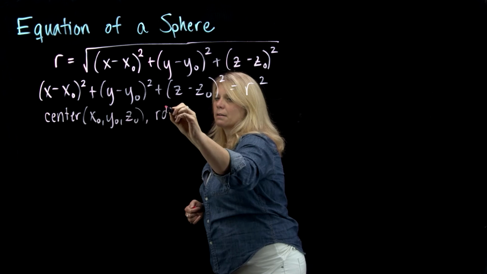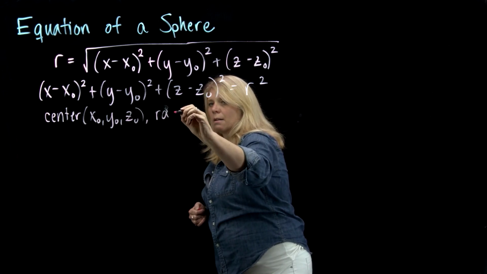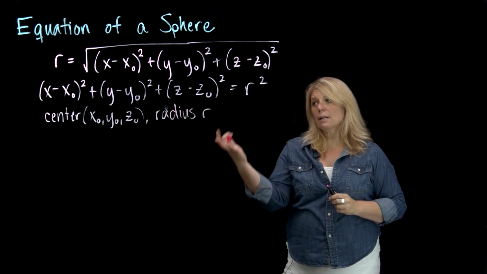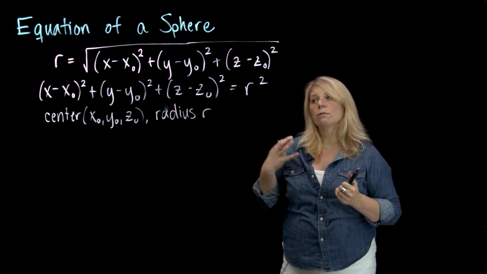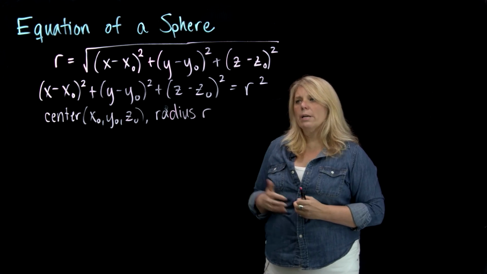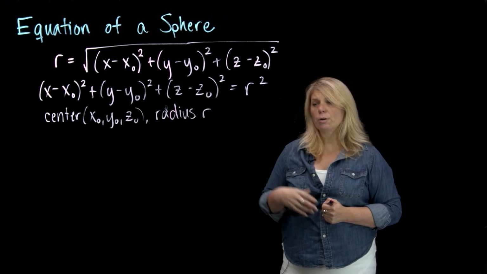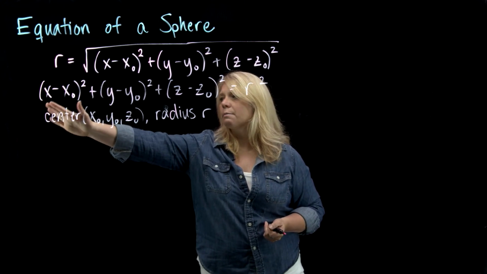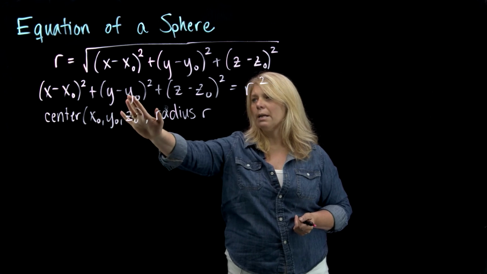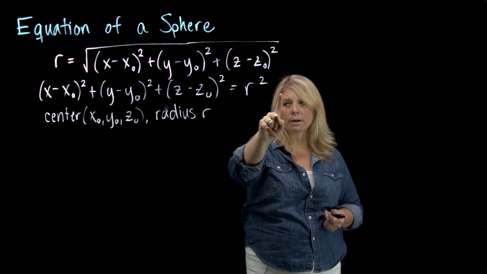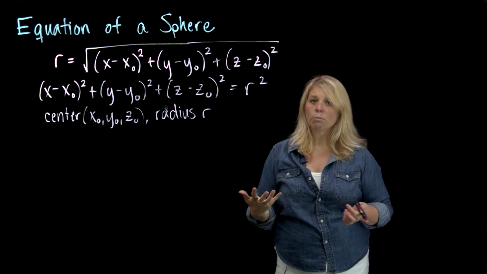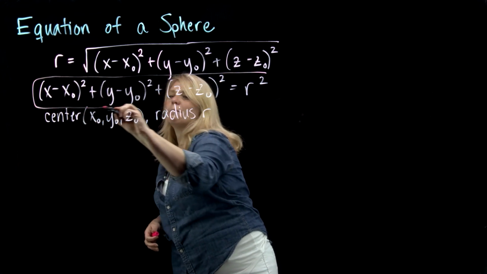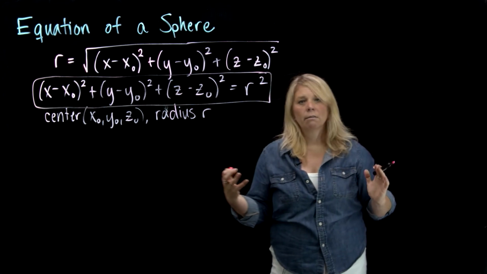And radius r. Okay, so this is an equation that you need to know and be able to remember. If you remember the equation for a circle in R2, this should look very familiar. The equation for a circle in R2 would be x minus x naught the quantity squared plus y minus y naught the quantity squared equals r squared. So you just have this extra z term when we're talking about R3. So make sure that you know this and are able to leverage it whenever needed, really throughout the rest of the semester.